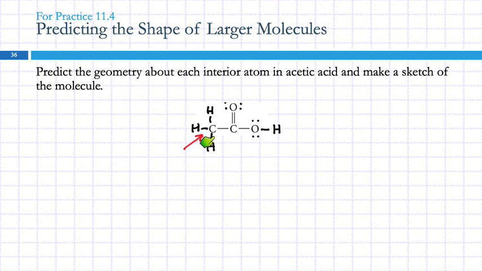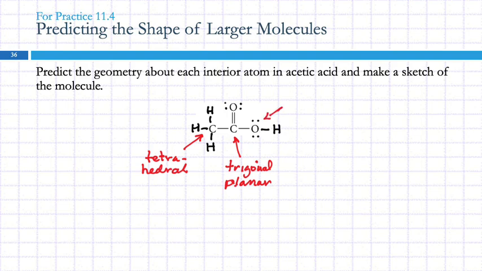How many groups does it have? 4. What do 4 balloons do? Tetrahedron. And there's no lone pairs, so nothing becomes invisible, and so we're just done. How about this other carbon? How many groups? 3. No lone pairs? What do 3 balloons do? Yeah, like a triangle. They make a flat triangle. Trigonal planar.